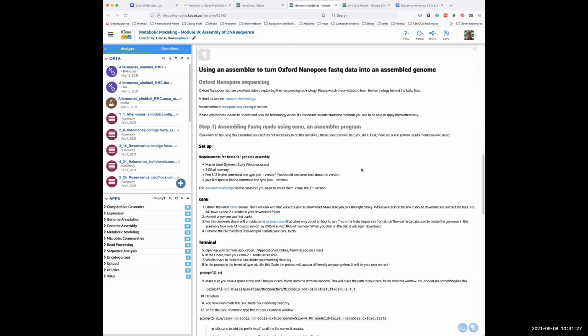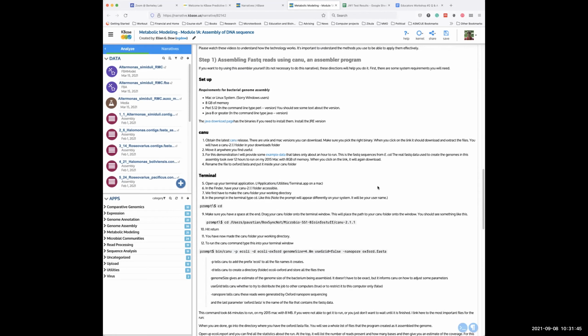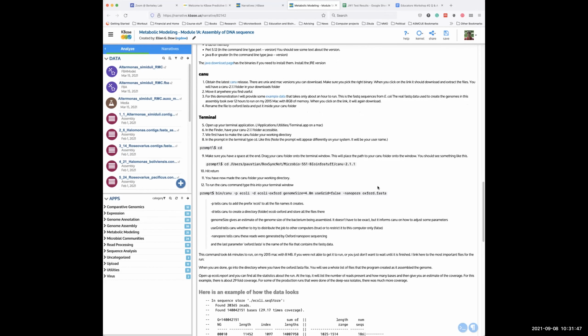We used an assembler called Canu. This is Oxford Nanopore sequences. And we use that assembler, and it's quite nice. You can use it outside on your laptop, and it will assemble. It'll take about 8 hours if you've got enough memory, but you can do it. This explains how to use Canu, goes through the prompts, et cetera. And so we had them assemble the genomes and talked about what assemblers do, et cetera, et cetera.